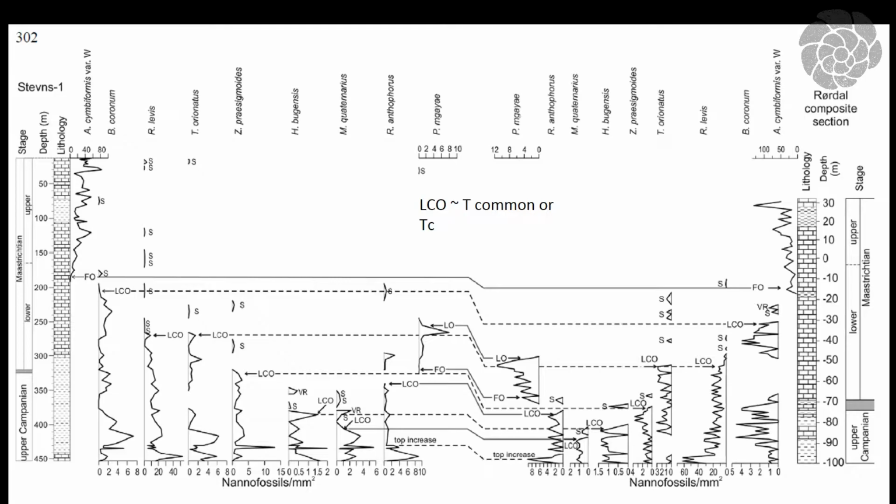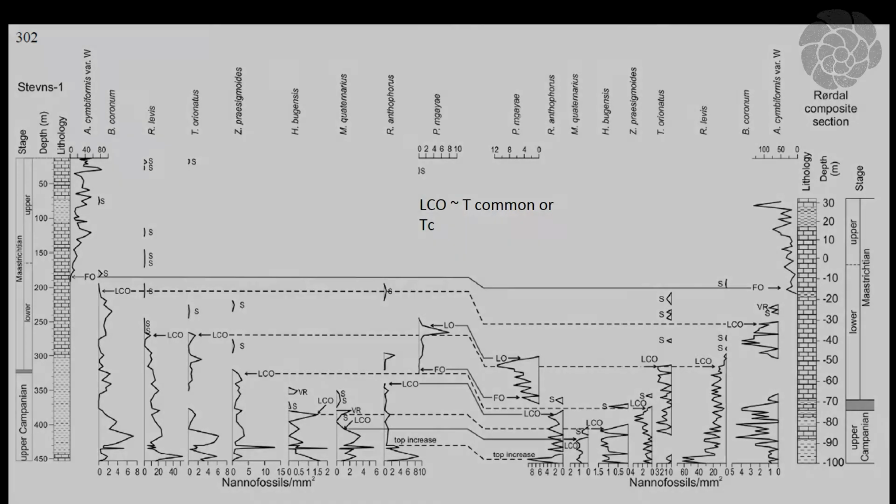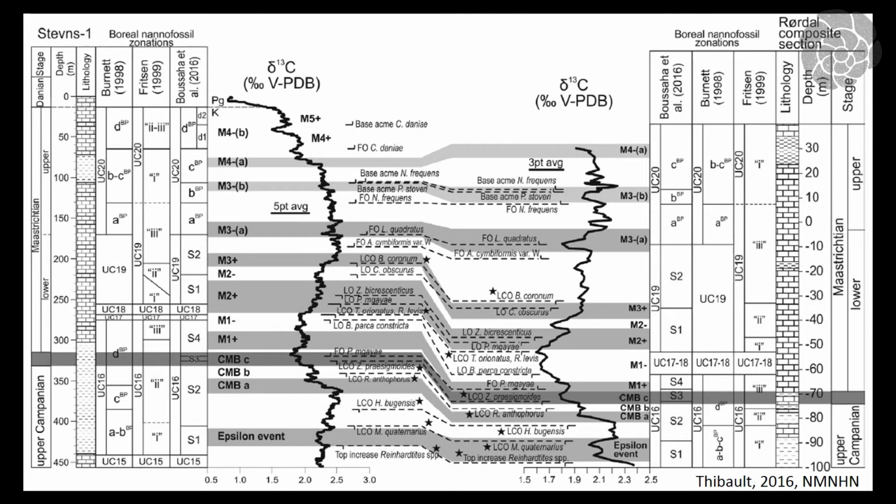It's working much better. And you can also do that with rare taxa. I mean, those are relatively rare taxa. Biscutum coronum is relatively rare. Monomarginatus quaternarius is relatively rare as well. And even better, when you compare to carbon isotope curves of the two sites, and you correlate these carbon isotope excursions in gray, you can see that these top common occurrences follow very well this isotopic excursion. So there's no doubt that this is the right approach.